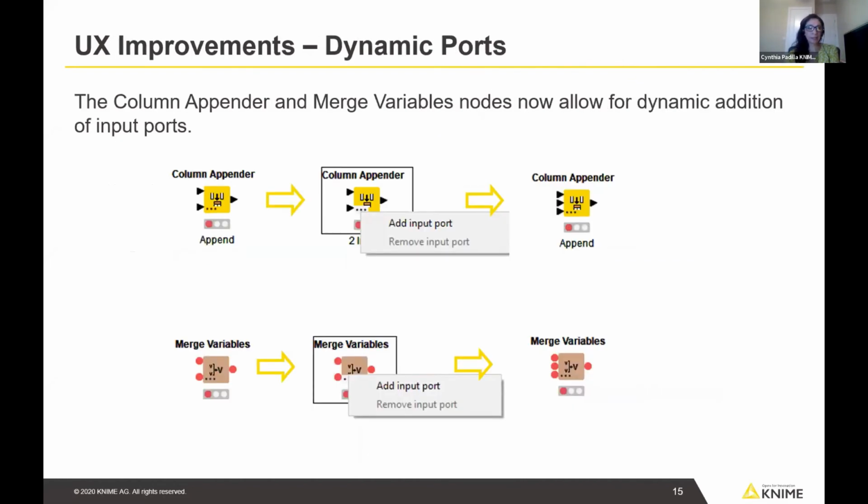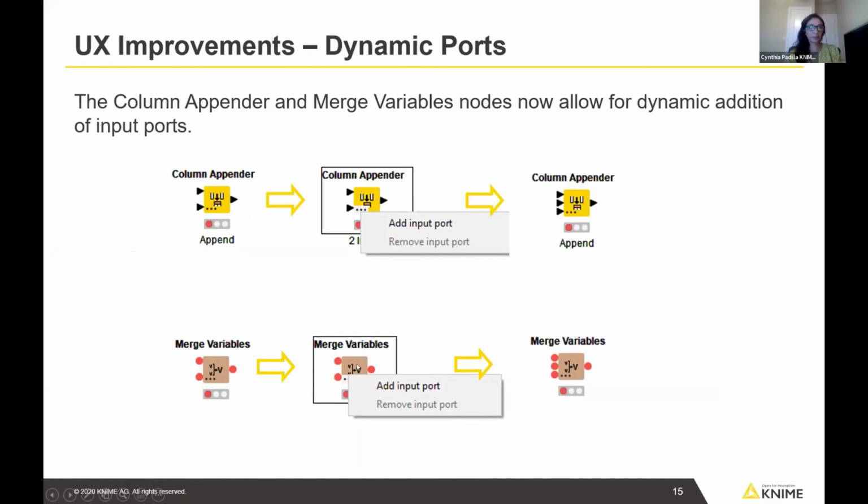Moving on to UI, now these are improvements. We already had these nodes, the column appender, the merge variables, but now we're giving you the ability to add input ports. So if you see the ellipsis on the node and the three dots, you can click on that and you'll get the ability to add an input port or remove an input port.